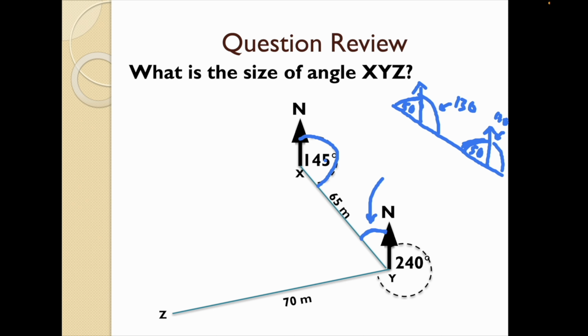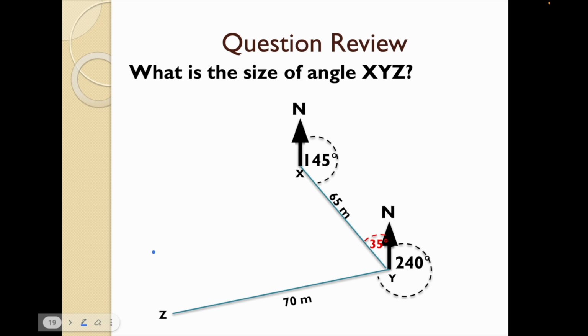So in this case, if this is 145, the angle in here must then be 180 minus 145, which is equal to what? 35 degrees. Okay? So the angle in there is 35 degrees. Does that make sense? Teach, you could do that over, please. All right.